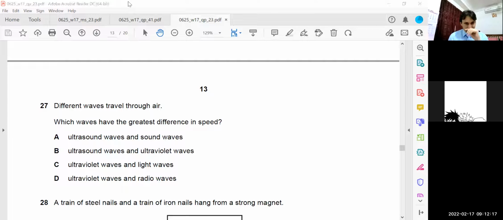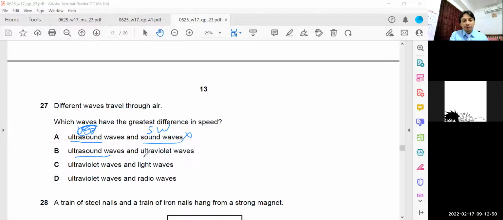Ultrasound means UV and sound wave. Okay. UV are electromagnetic waves and the other is sound wave. I think that option can be correct. Ultrasound wave. Sorry, this is ultrasound. I thought it was ultraviolet. Ultrasound is different. So there is not a big difference between ultrasound and sound wave. Option A is possibly the wrong answer.